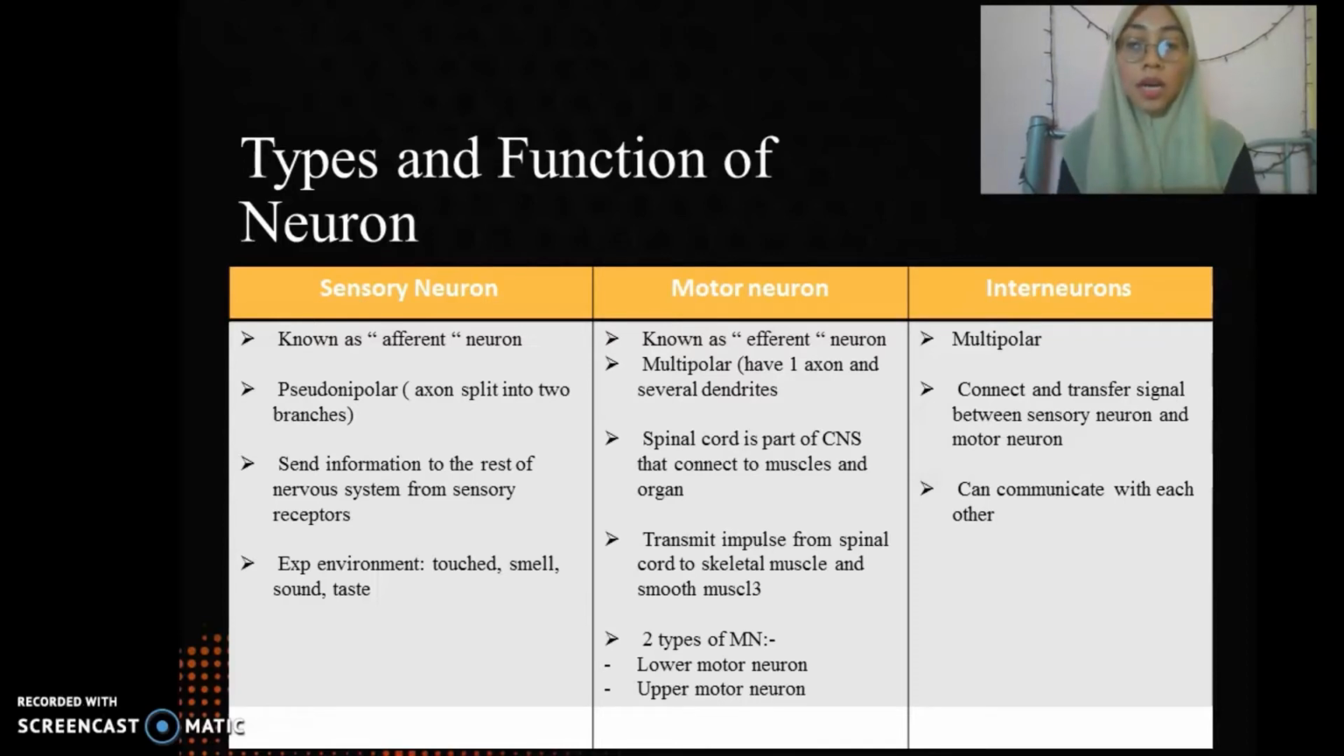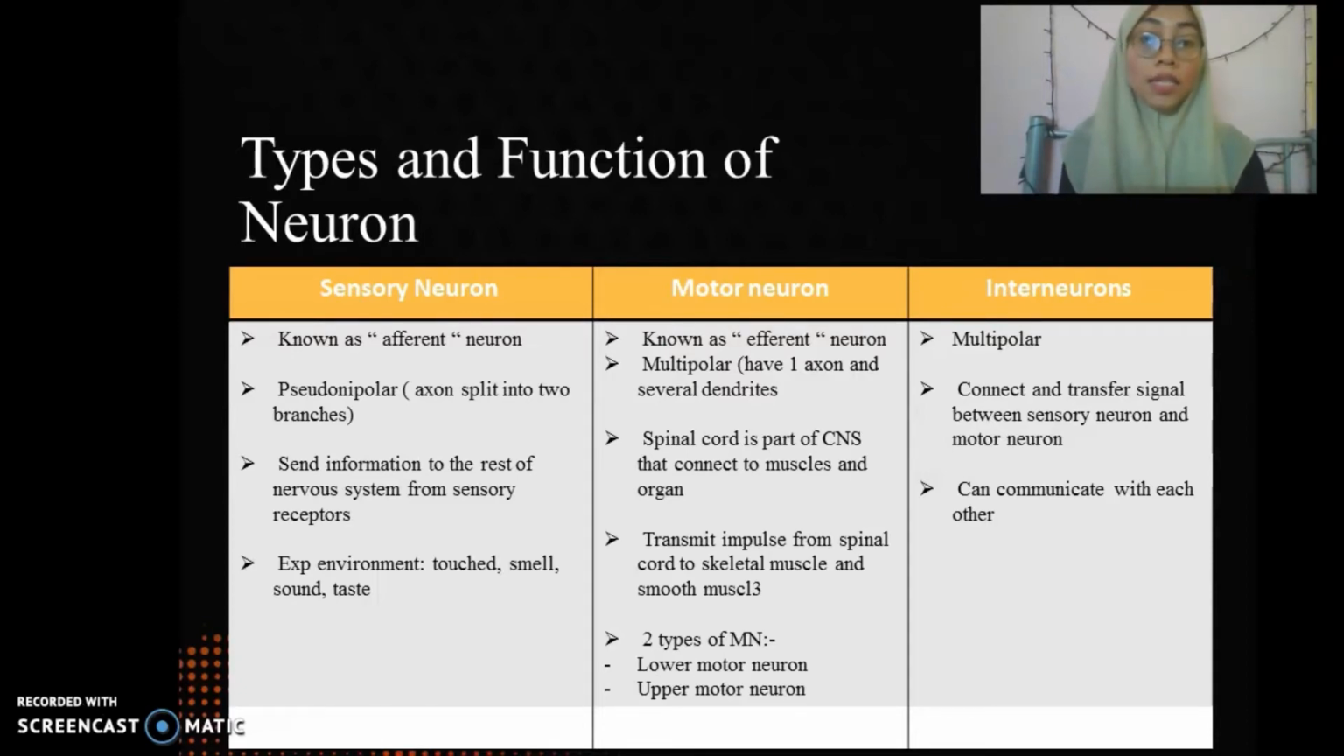Okay, and motor neuron has 2 types, which are the lower motor neuron and the upper motor neuron. For the lower motor neuron, it is the travelling of the signal from the spinal cord to the muscle. And the upper motor neuron is the travelling of impulses from the brain to the spinal cord. So there are 2 in the upper motor neuron: brain and spinal cord.